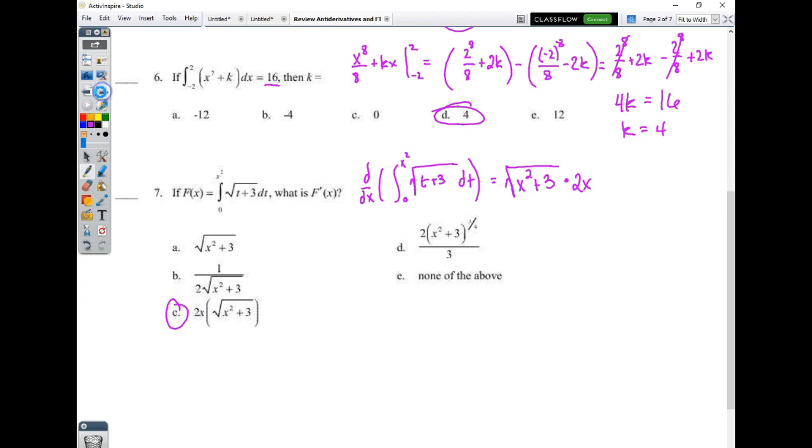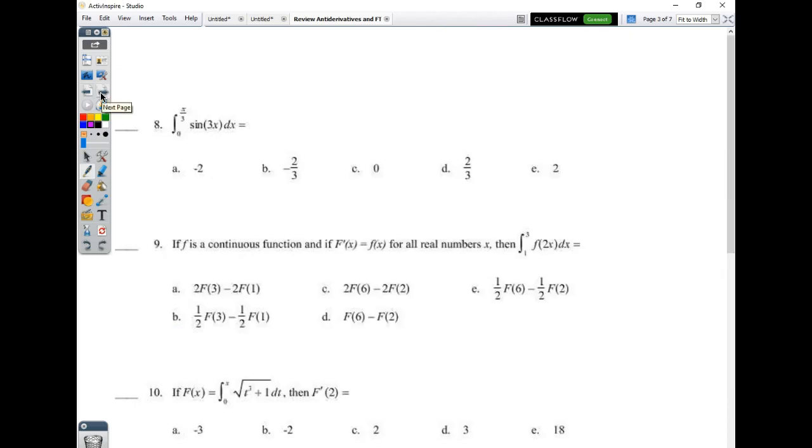Next up, we're going to take a look at question number 8. If I take a look, I can see there's my chain rule right there. That would be a chain rule application, so that tells me that this is a u sub. u is going to be 3x. du is going to be 3dx. So we can rewrite this problem as 1/3 of the integral of the sine of u du, where we would set x equal to 0 and evaluate u at 3 times 0, which is 0, and evaluate x at pi thirds, u being 3 times pi thirds, making this pi.